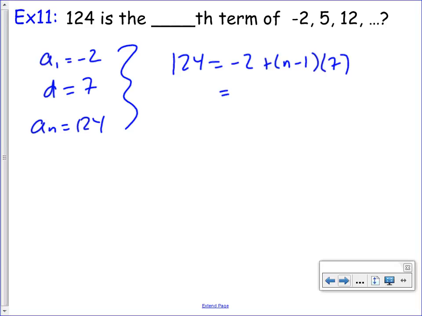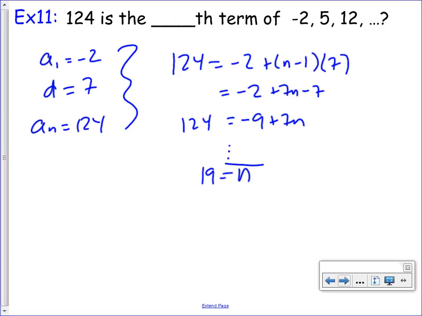All that math. Plus 7 and minus 7 makes it negative 9 plus 7, and so on. And it's equal to 19. Plug it in, 9 divided by 7. So that would be the 19.